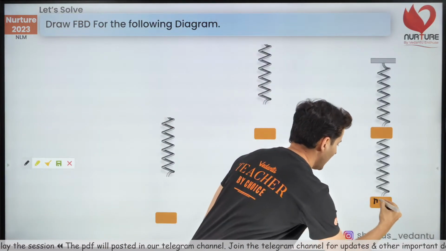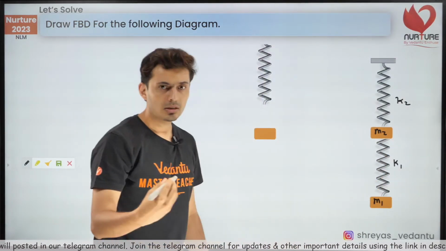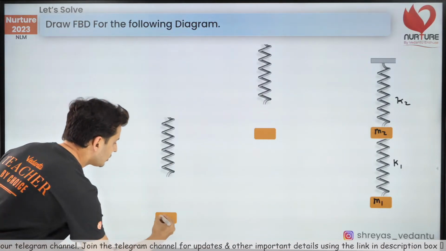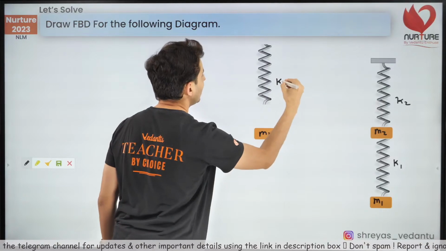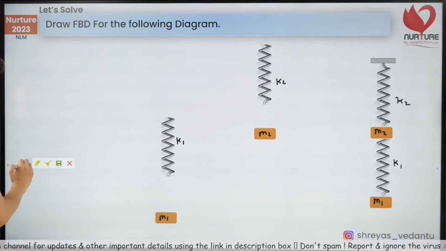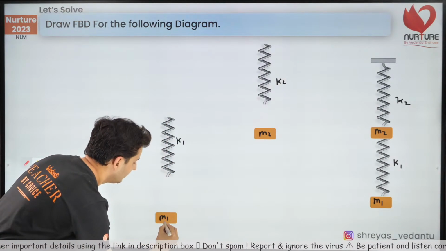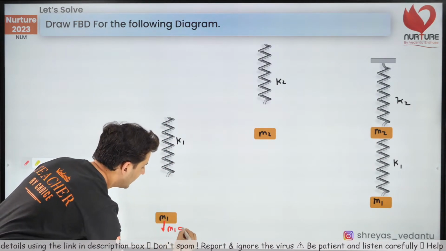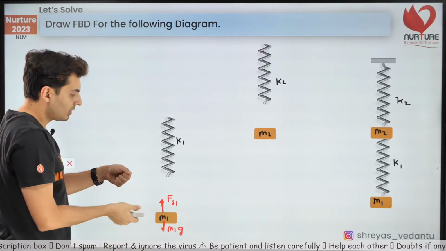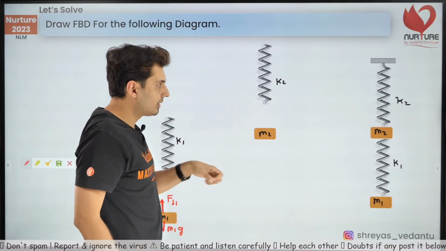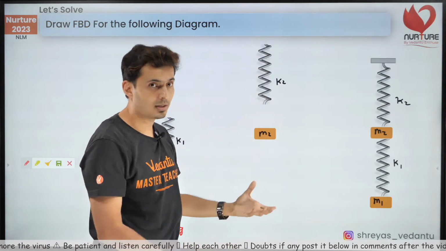Let's say this is M1, this is M2, this is K1, and this is K2. Both different springs, different masses. So this is M1, this is K1, this is M2, this is K2. Let's start from below because there are hardly any forces on M1. Slowly I can go up. So M1 will have M1g down and spring force Fs1 upwards, because the spring is stretched, it will be pulling it. Each spring is being pulled by different blocks.